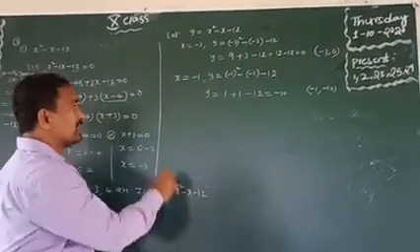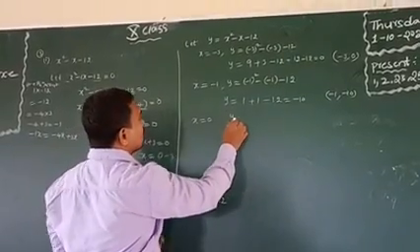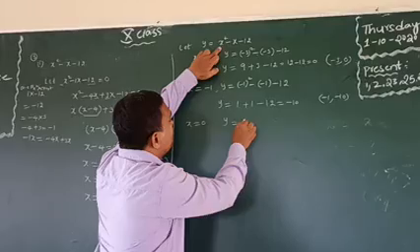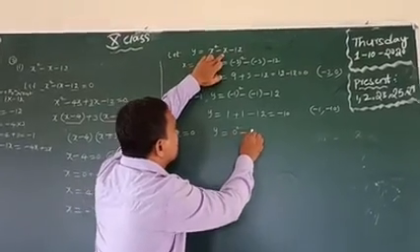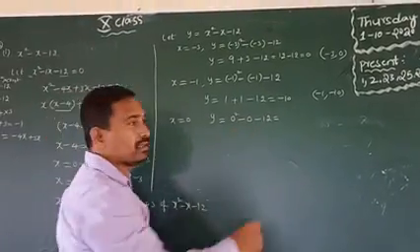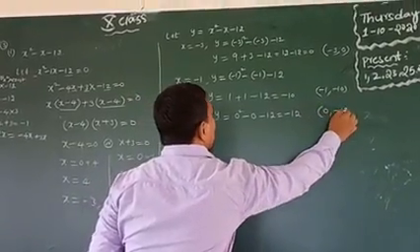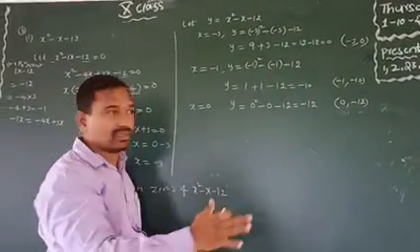Now let's next take x equal to 0. Substitute. Here x square, 0 square, minus x, 0, minus 12. So that is 0 minus 12, which is minus 12. So x value 0, y value minus 12.